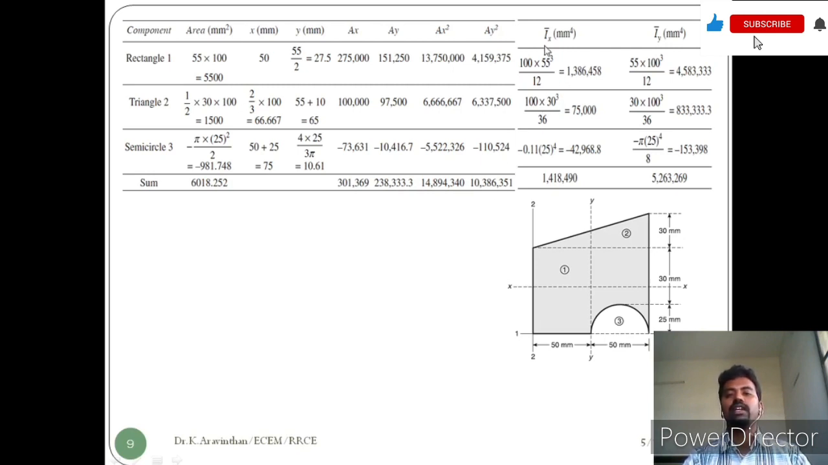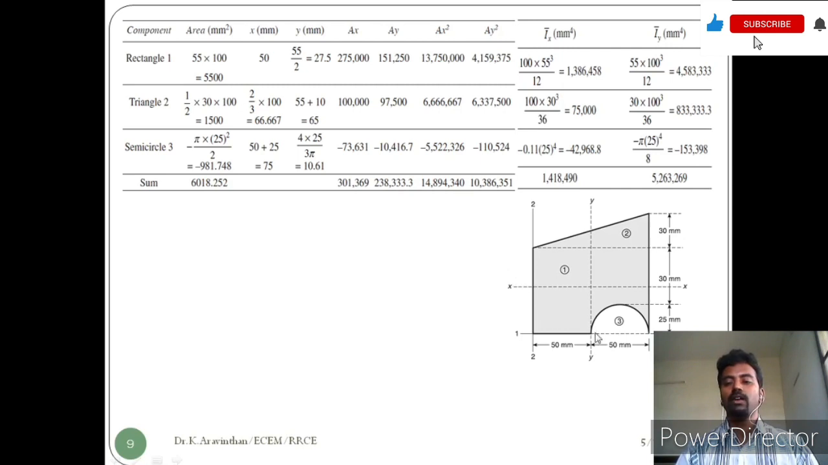Next, let us find the moment of inertia of each individual section. This is a rectangle section. We know the formula for the moment of inertia about the x-axis is BD cube by 12. Here the breadth is 100 and depth is 55. So 100 into 55 cube divided by 12. For the next section, you have to remember that for a right angle triangle, it is BD cube divided by 36. Here the breadth is 100, depth is 30. So 100 into 30 cube divided by 36. You have to remember that from the previous lecture.